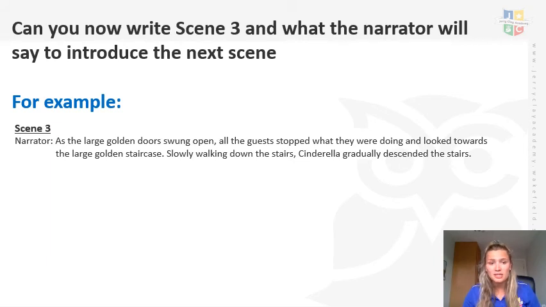Now you can see that I have put in lots of adjectives. I've got golden staircase, the large golden doors. I've also got lots of adverbs there as well. So I've said she was slowly walking, gradually descending. So also see if you can get some of those into your writing as well.